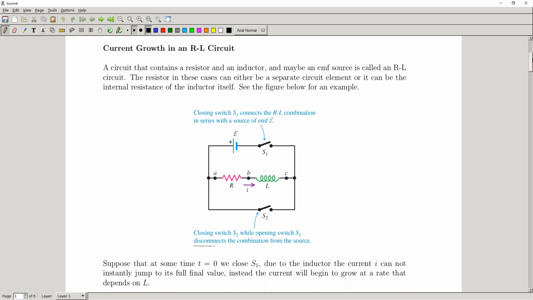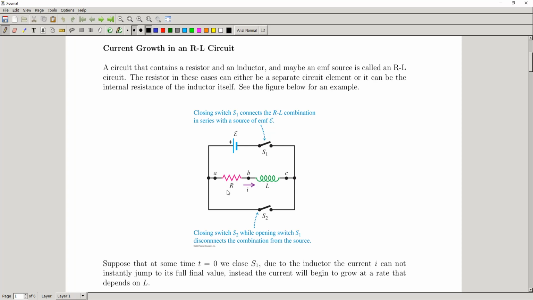Okay, so current growth in RL circuits. A circuit that contains both a resistor and an inductor, like we see in our little drawing down here, and potentially some EMF source, is called an RL circuit. Why RL? Well, it's called an RL circuit because we have a resistor, which is given the symbol R, and our inductor, we know that self-inductance is given the symbol L, and so these have become known as RL circuits.